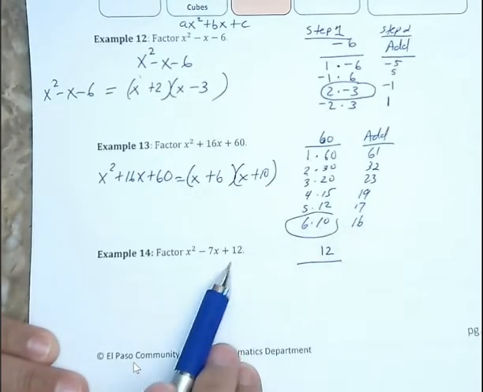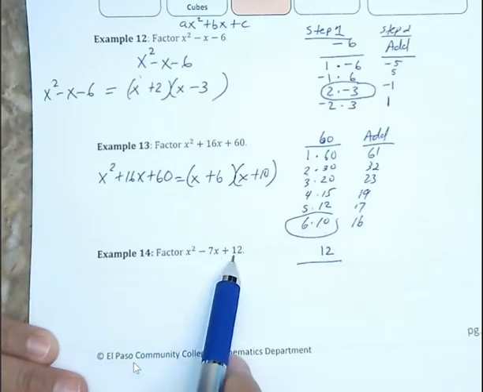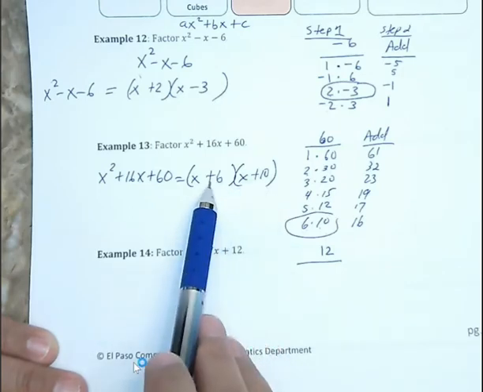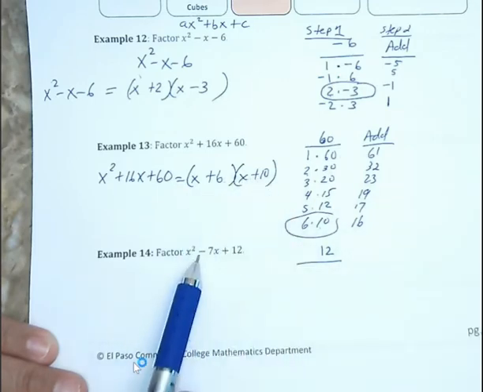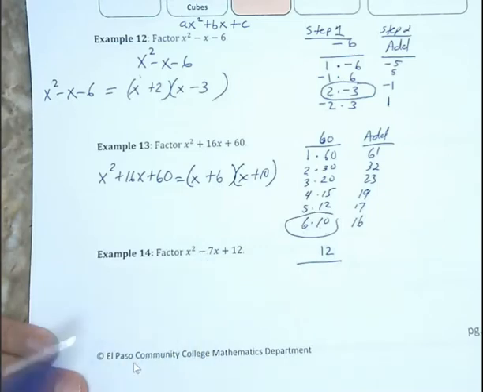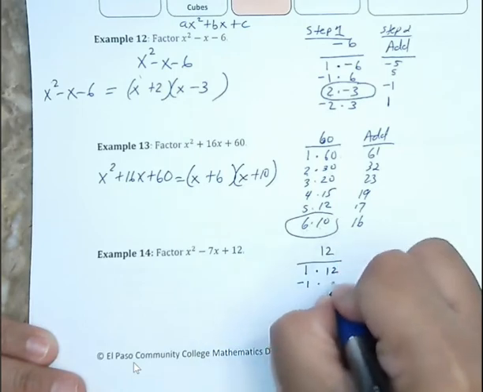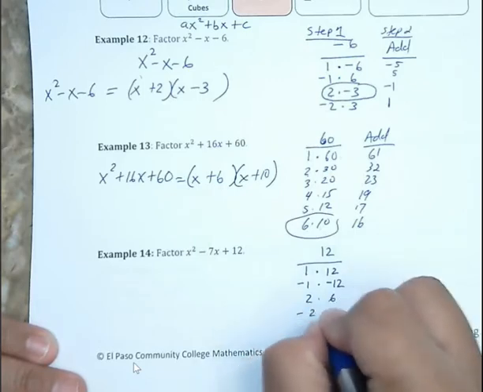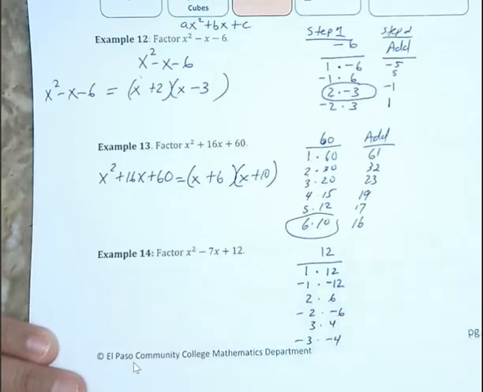Here we have a 12. But notice that your signs are negative and positive. In order for this to be a positive, that means that the 2 numbers we multiply would have to have the same sign. So a positive and positive will make it positive. Negative and negative would also make it positive. So since we have a combination of negative and positive, you want to look at all those factors. So we would have 1 times 12, -1 times -12 gives me +12, 2 times 6, -2 times -6, 3 times 4 and -3 times -4.